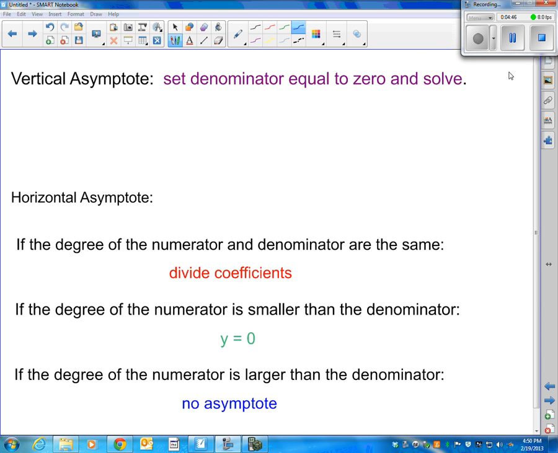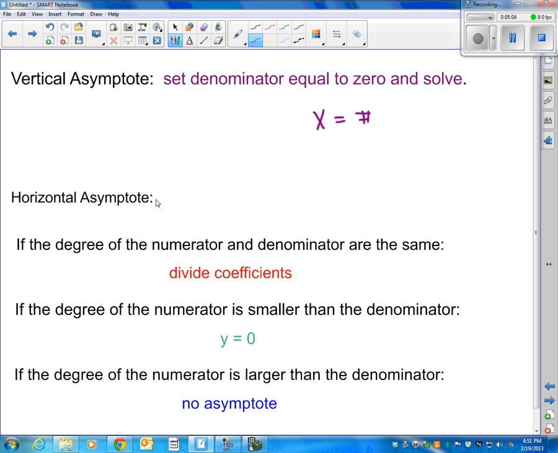All right, in summary, if you're looking for the vertical asymptote, set the denominator equal to 0 and solve. And your answer will be in the form of x equals some number.